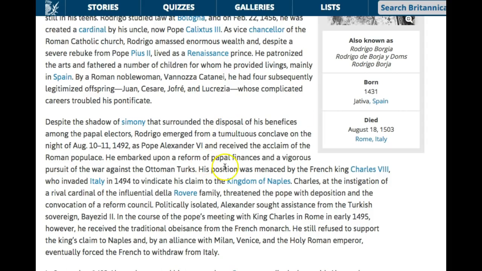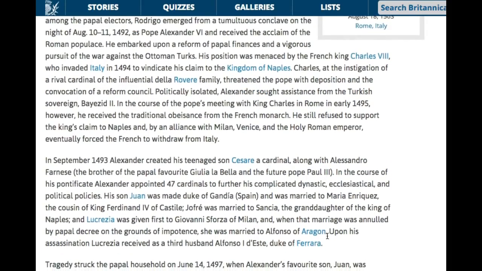But let's keep going. His position was menaced by the French King Charles VIII, who invaded Italy in 1494 to vindicate his claim to the Kingdom of Naples. Charles, at the instigation of a rival cardinal of the influential Della Rovere family, threatened the Pope with deposition and the convocation of a reform council. Politically isolated, Alexander sought assistance from the Turkish sovereign Bayezid II. In the course of the Pope's meeting with King Charles in Rome in early 1495, however, he received the traditional obeisance from the French monarch. He still refused to support the king's claim to Naples, and by an alliance with Milan, Venice, and the Holy Roman Emperor, eventually forced the French to withdraw from Italy.